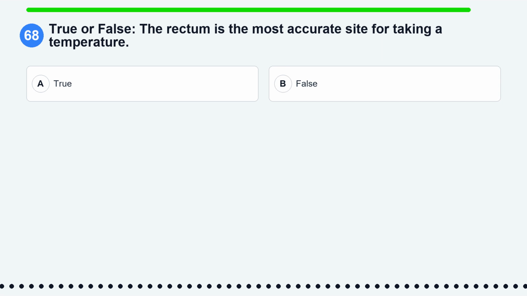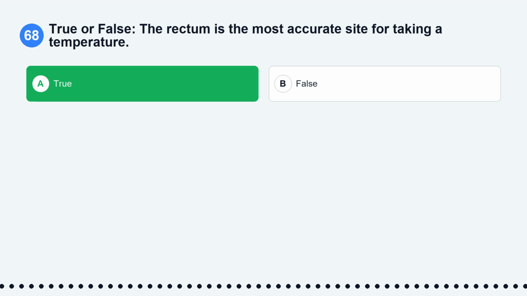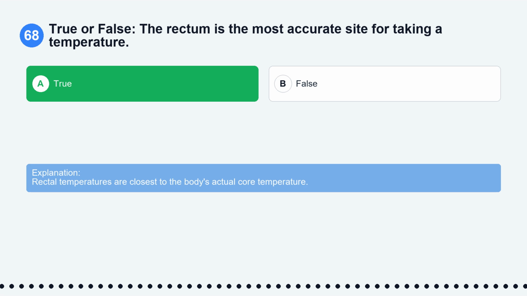Question 68. True or false, the rectum is the most accurate site for taking a temperature? Option A, true. Option B, false. The correct answer is option A, true. Rectal temperatures are closest to the body's actual core temperature.